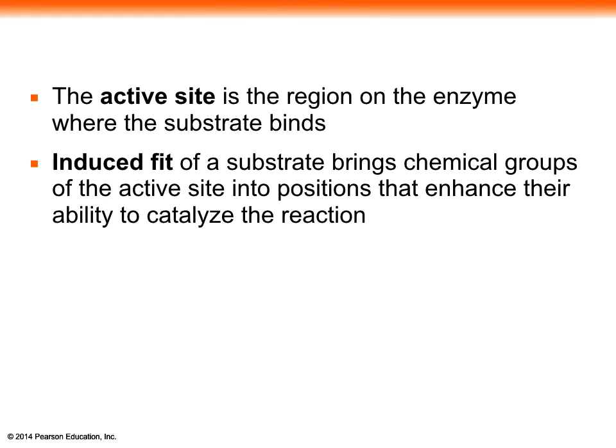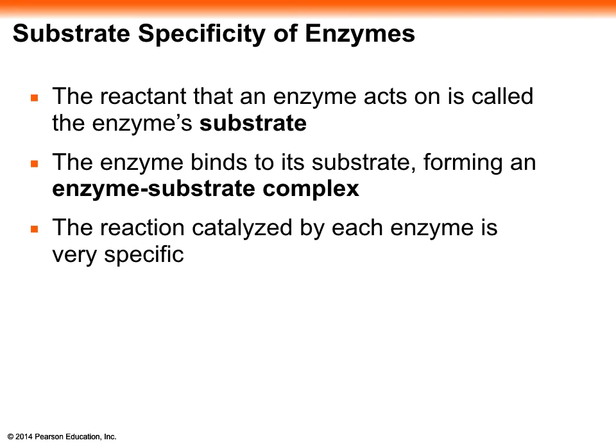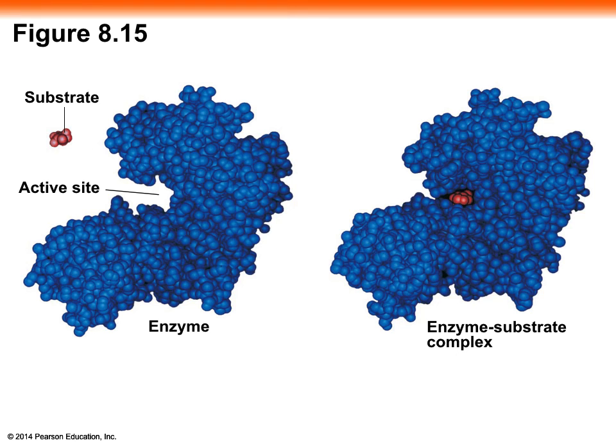The active site on an enzyme is the region where the substrate binds. The reactant that an enzyme acts on is called the enzyme's substrate. So you have a substrate, you have an enzyme, and you have an active site. If the substrate fits in the active site of the enzyme, then you have a match, and the enzyme can convert that substrate into a different product.